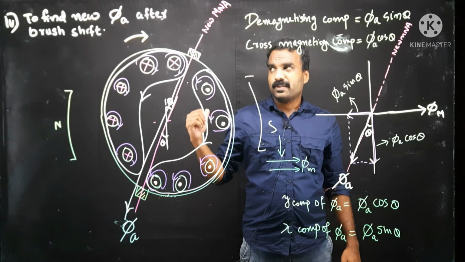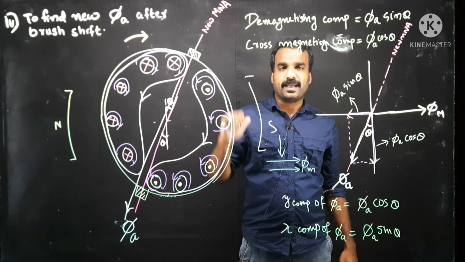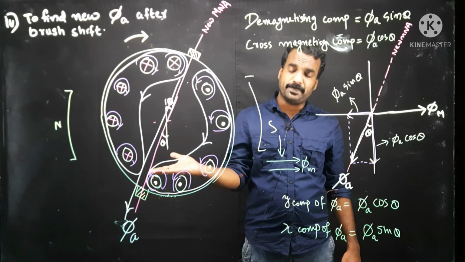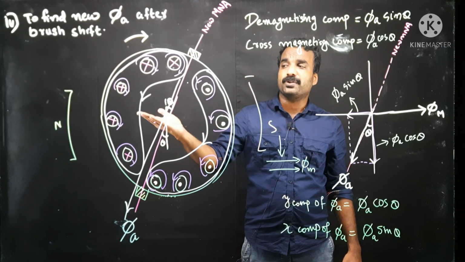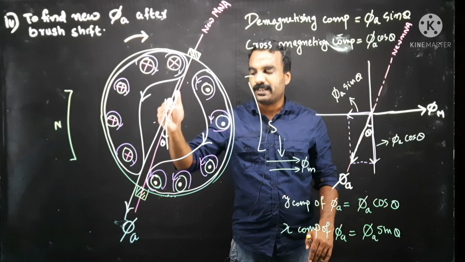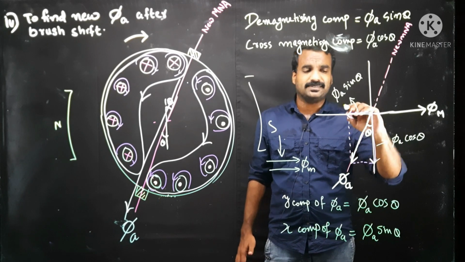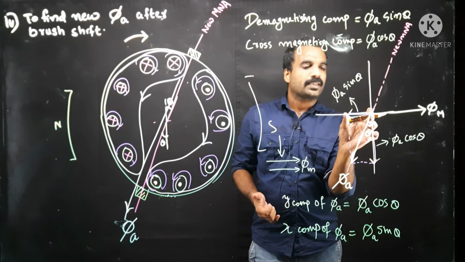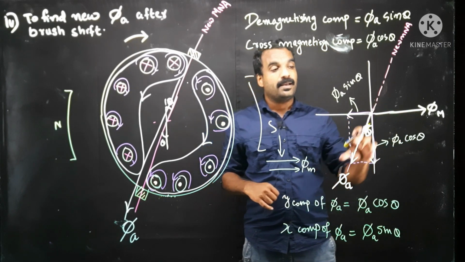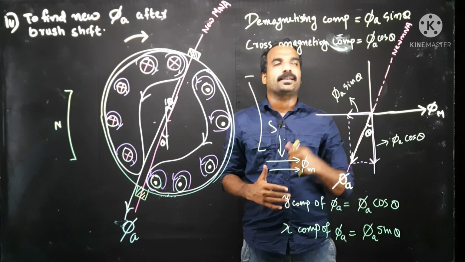In this class, what we did is we obtained the new MNA direction, then we shifted the brush to the new direction, then the conductors' current direction alignment changed. Now we determined phi A from the new alignment in case 4. That phi A was shifted by theta degrees from the y-axis, and we resolved that phi A into x-axis and y-axis components, and we obtained that the x component is just opposite to main flux. So, it is the demagnetizing component, and the y component is acting in cross with the main flux, so it is the cross magnetizing component.